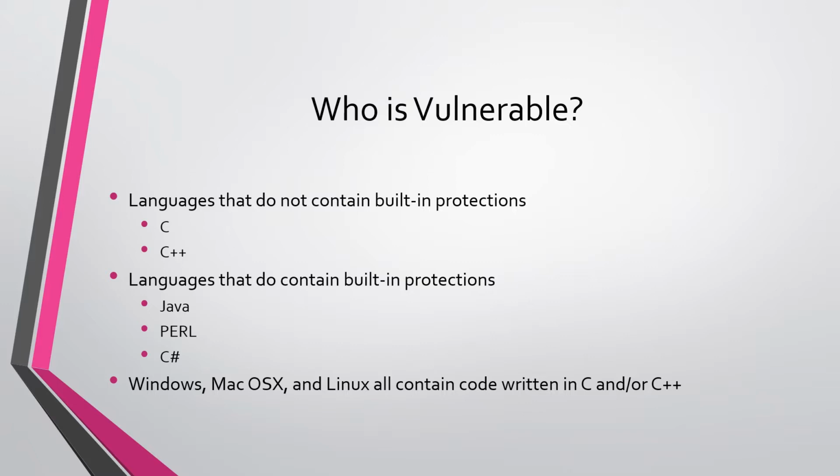So who is vulnerable? Two of the more popular languages, C and C++, are especially susceptible to these buffer overflow exploits because they offer no built-in protections, so the responsibility falls on the programmer to expunge all potential vulnerabilities. Some of the other languages, such as Java, Perl, and C#, have built-in protections to help mitigate these errors.